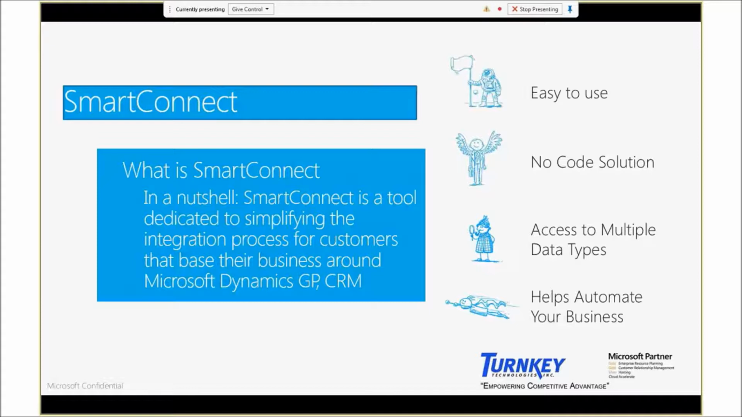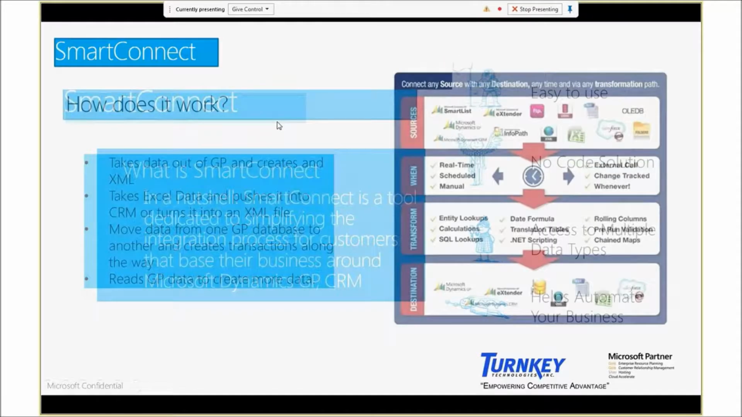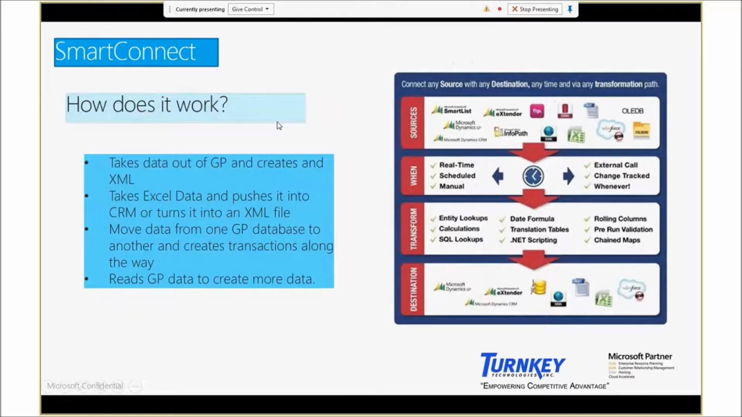So, Smart Connect, in a nutshell, is the tool dedicated to simplifying the integration process for customers, and it works with both GP and CRM. As you know, we're a GP and a CRM shop, and it's good to know that those two will work together well. It also works with a lot of other areas. So, how does it work?